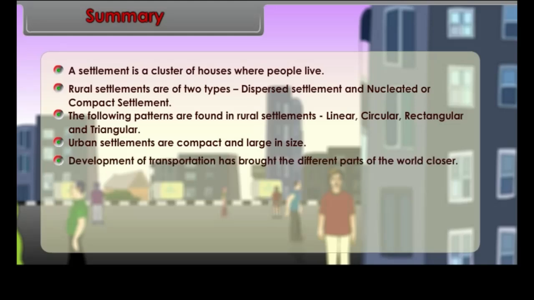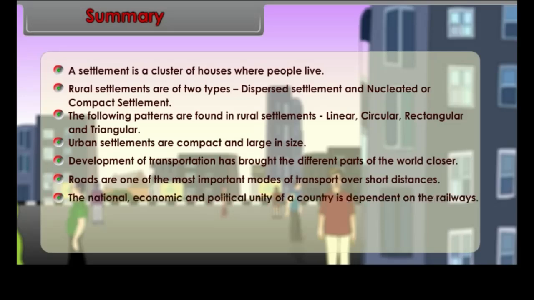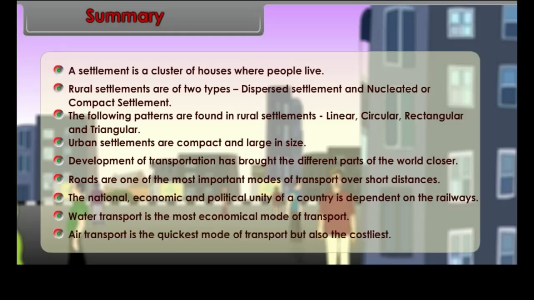Development of transportation has brought the different parts of the world closer. Roads are one of the most important modes of transport over short distances. The national, economic and political unity of a country is dependent on the railways. Water transport is the most economical mode of transport. Air transport is the quickest mode of transport, but also the costliest.